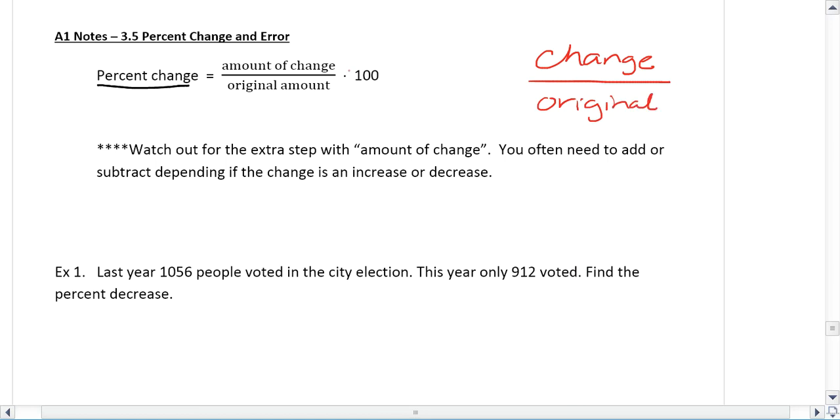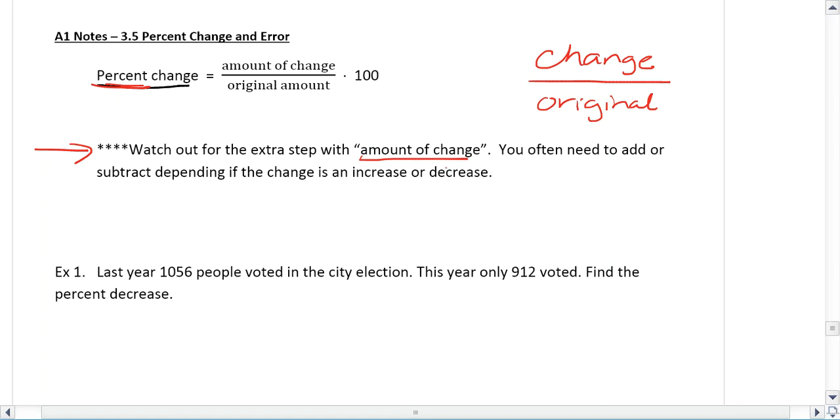And then this multiply by 100 is there just to remind you that you need to change the decimal into a percent if you're looking for what the percent is that it changed. So a note here, watch out for this extra step that is in these problems. When you need to find amount of change, often there's a subtract.